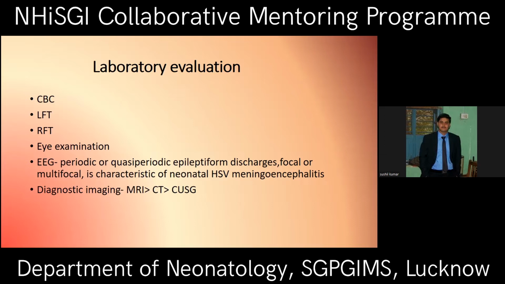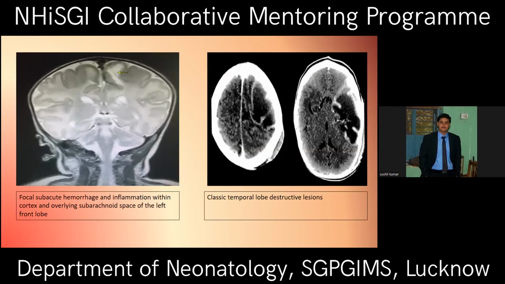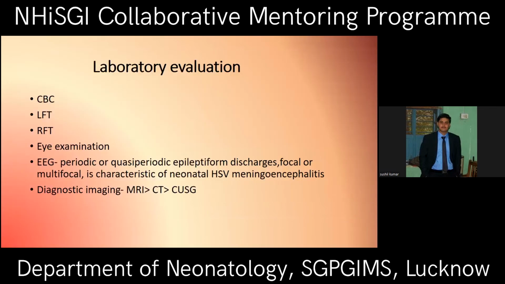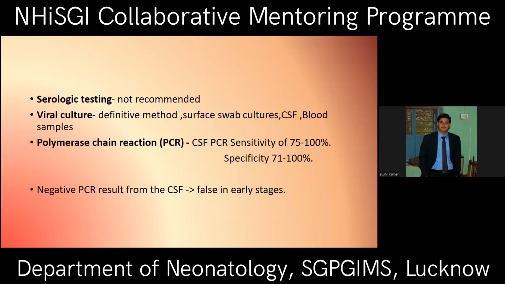In neuroimaging, MRI, if available, is the preferred modality. If not, then CT or cranial ultrasound screening can also be performed. Here is an image of MRI of neonatal herpes simplex virus infection showing focal subacute hemorrhage and inflammation over the frontal lobe. This is the classical temporal lobe affection, with destructive lesions on CT in cases of neonatal HSV. So a complete workup should be done in these cases.